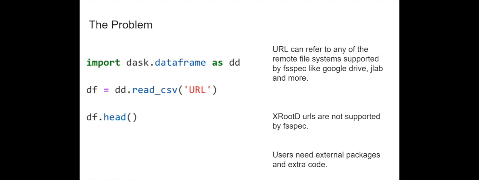All right, so here's an example of something you might do with Dask. On the middle line, Dask is reading the data from a CSV file located at the URL given, and Dask accepts whatever systems FSSpec supports, since Dask uses FSSpec to read data. So for example, this URL might lead to a Google Drive or something. And the login information for that remote data source is usually part of the URL.